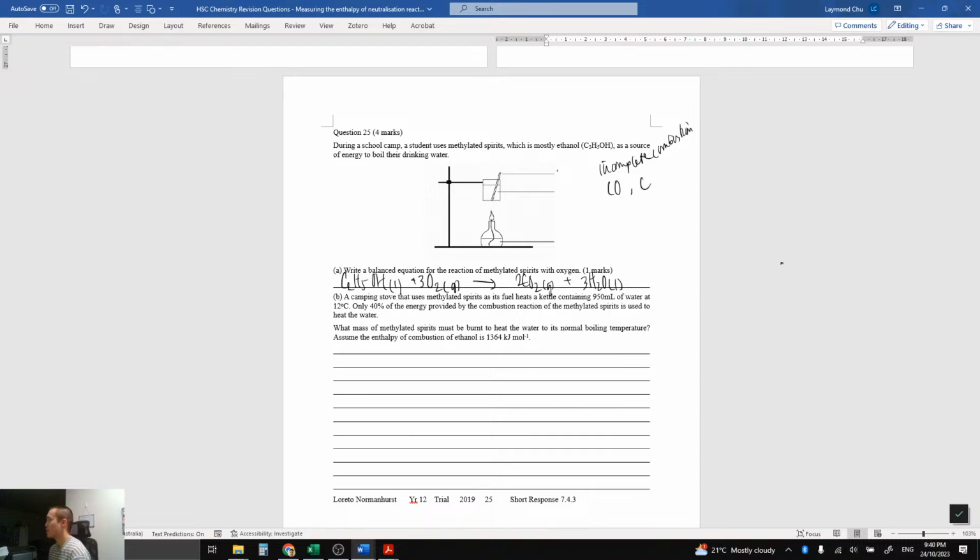Camping stove that uses methylated spirits as its fuel heats a kettle containing 950 mL of water at 12 degrees, okay? So this is our T initial. Our water is our mass. Now, just one thing I want to quickly mention is this. Okay, use two equations to solve for enthalpy, right? Sorry for my ugly writing. This mass, a lot of people confuse this mass as the mass of ethanol used, okay? But that's not the mass of ethanol used, that's the mass of water, okay?